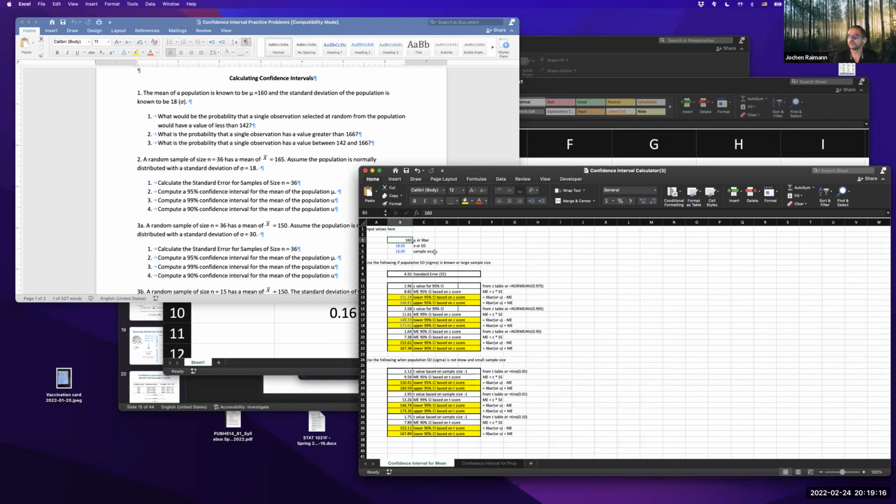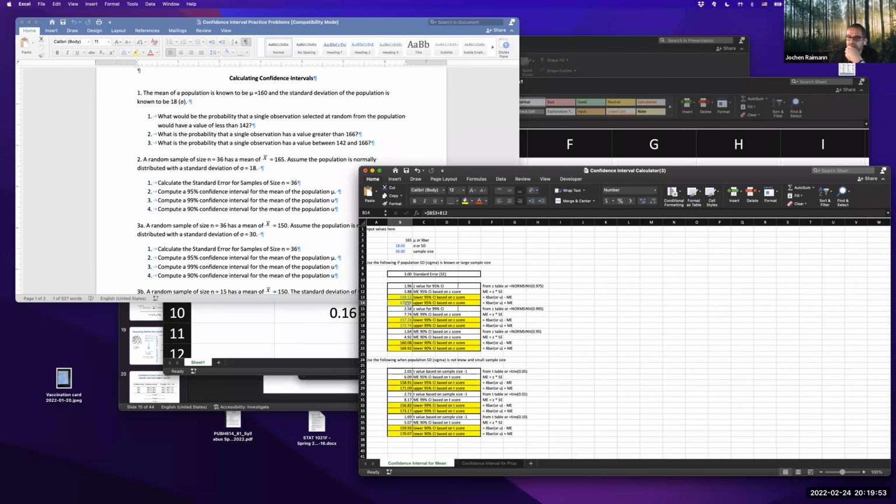So here we come to 165. Now we have a sigma of 18 and we have a sample size of 36. And this confidence interval estimator will essentially give us all the data that we will need. So we have here the standard error. Our standard error is 3. The 95% confidence interval assumes a Z-score of 1.96, right?